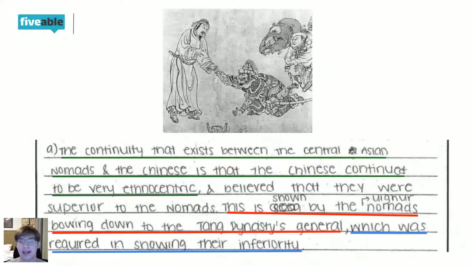That's their explanation. That's how they connect their evidence to their answer, where they connect the nomads bowing down to ethnocentricity and things like the Chinese being very ethnocentric. So that's what your explanation is. It's how you basically explain why am I right?